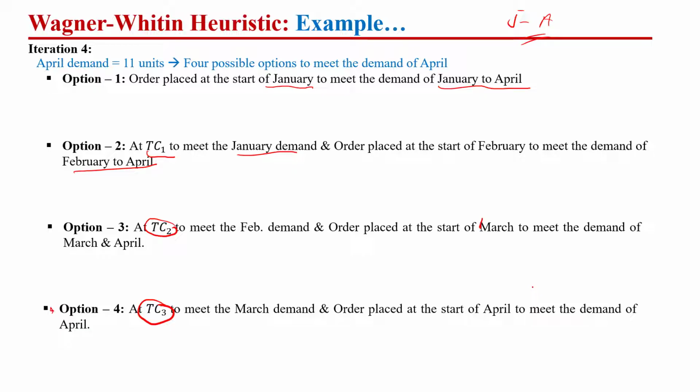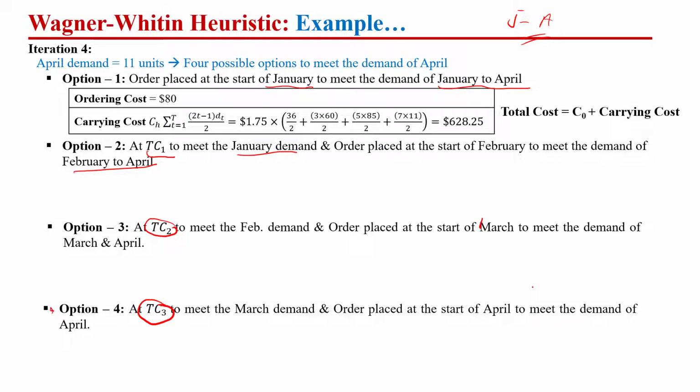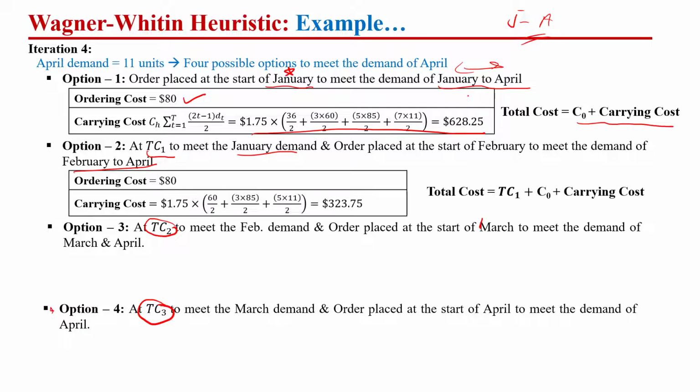So let's calculate the total cost against all options. Option number 1 is if we place the order at the start of January to meet the demand of January to April, so the total cost is going to be the ordering cost, plus the average carrying cost, and the total cost is 80 plus 628.25.